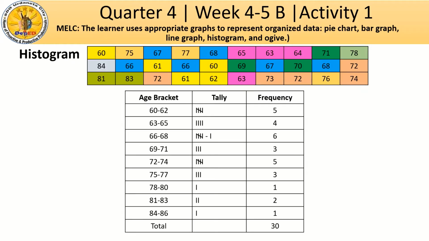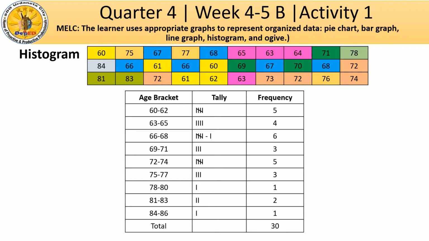Let's organize the data using the frequency distribution table. First, we're going to look for the youngest, which is 60, and the oldest is 84. We're going to use age brackets, and we use 3 as the group size. So we have 60 to 62, 63 to 65, 66 to 68, 69 to 71, 72 to 74, 75 to 77, 78 to 80, 81 to 83, 84 to 86.